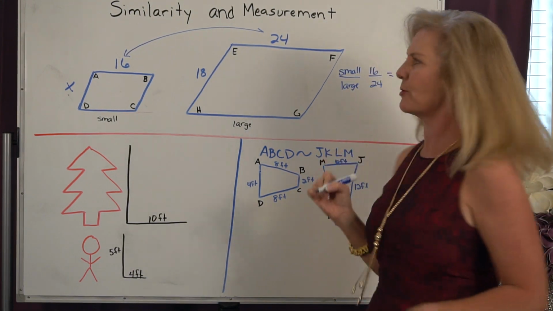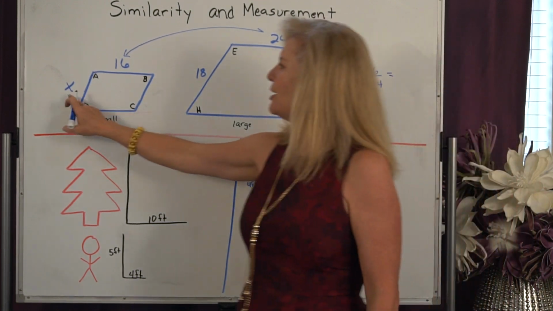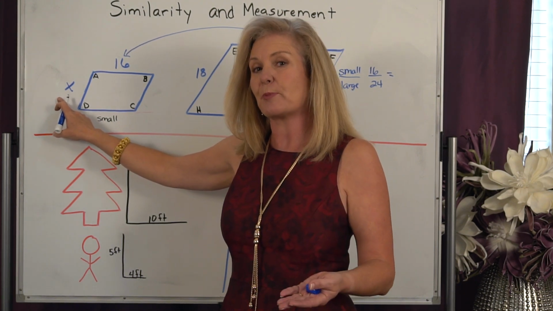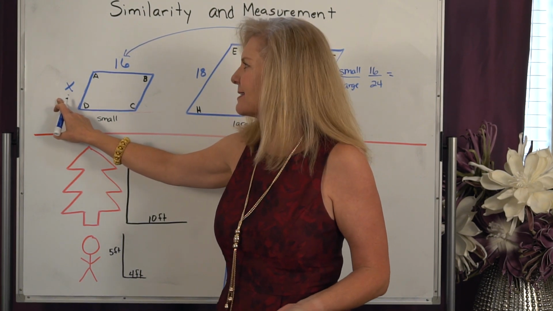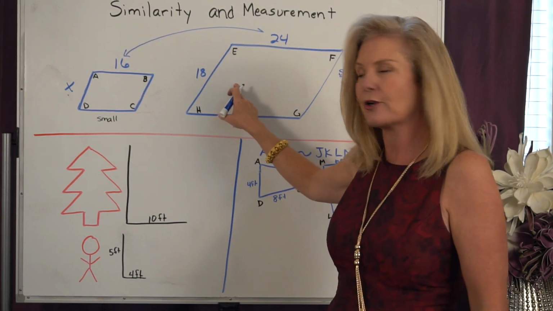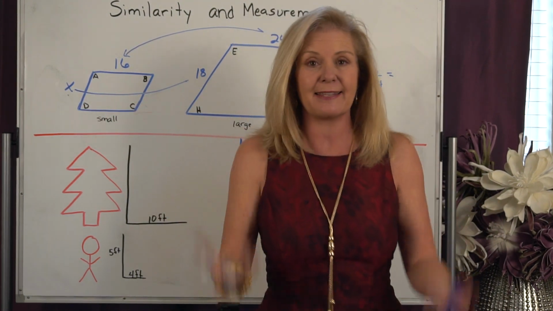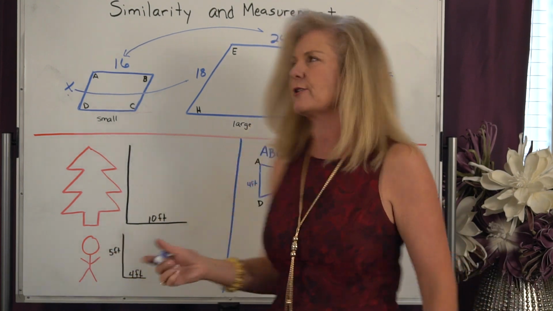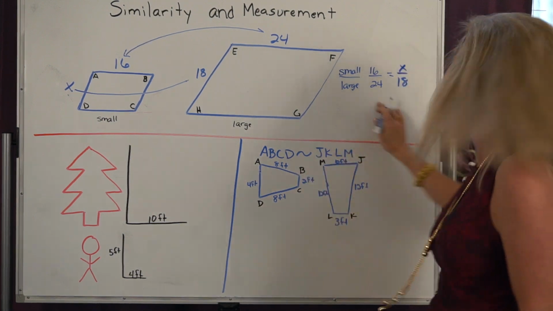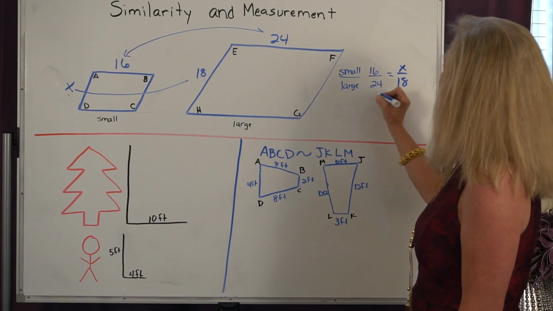Now the second part of the proportion has to be the side length that I'm missing. So I know that I don't know what x is. I don't know that side length, but I'm going to use this proportion to figure out what that side length is. So I have to find the corresponding side length on the other figure. Well, x and 18 are sitting in the same positions on their figures. So I'm going to put x on top and 18 on bottom. Now here's my proportion.